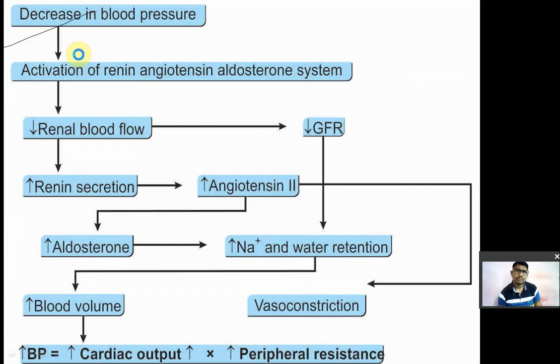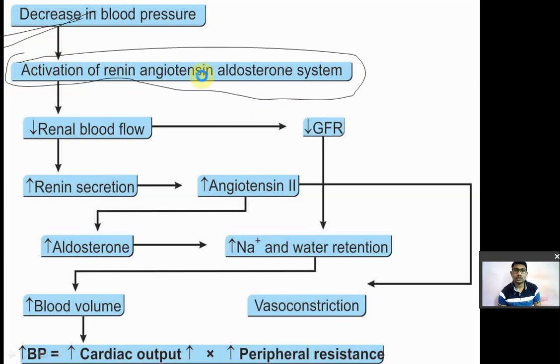So if there is a decrease in the blood pressure, obviously there will be decreased blood flow to the kidney. अगर आपका ब्लड प्रेशर डिक्रीज हो गया तो किडनी को या फिर बाकी ऑर्गन्स जो भी है उनको ब्लड कम हो जाएगा. So decrease in the blood flow to the kidney leads to activation of this system known as the renin angiotensin aldosterone system. So decreased blood flow causes activation of this system.